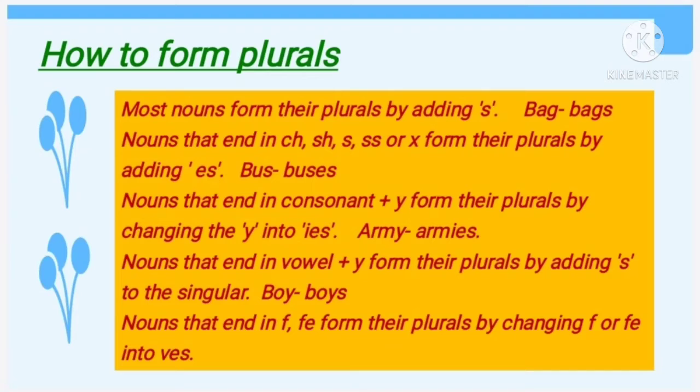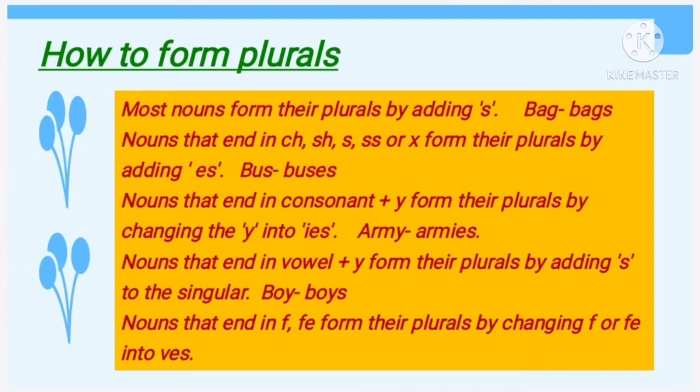See students, most nouns form their plurals by adding s, like bag, bags. Nouns that end in ch, sh, s, double s or x form their plurals by adding es, like bus, buses. Nouns that end in consonant plus y form their plurals by changing the y into ies, like army. In army you can see y is at the end. Before y there is a consonant letter. So we will remove y and we will write ies: army, armies.